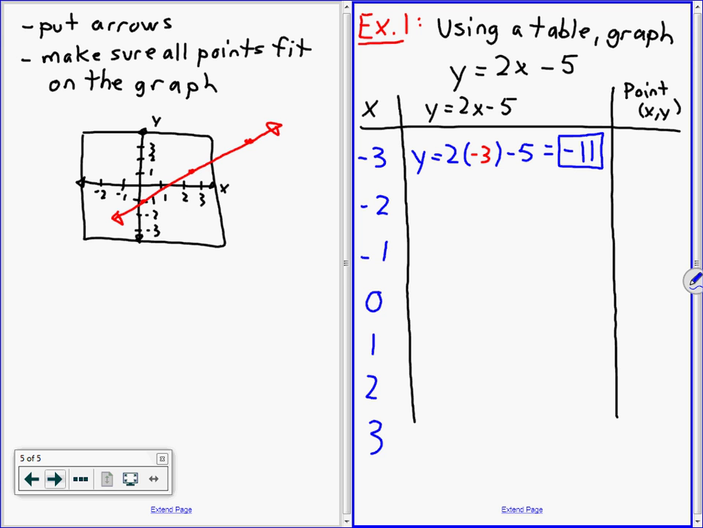Okay, so what that means is, when I plug in a negative 3, I get out a negative 11. So 2 times negative 3 is negative 6. The negative 6 minus 5 is negative 11. This is my point that I'm actually graphing here, okay? So my x value is negative 3, my y value is negative 11. Remember, any coordinate point goes x comma y, right? So x comma y is how the points go.